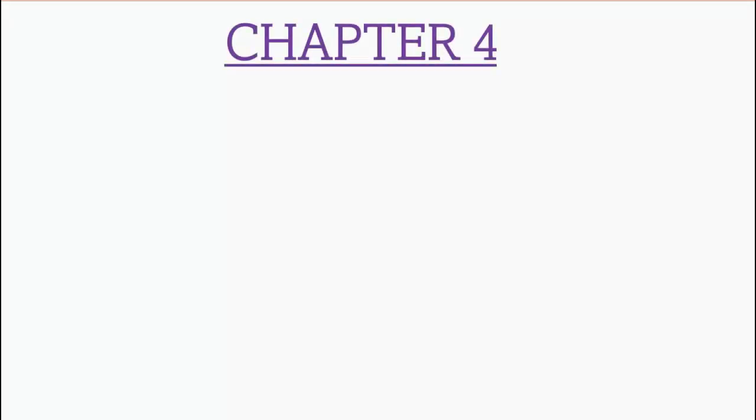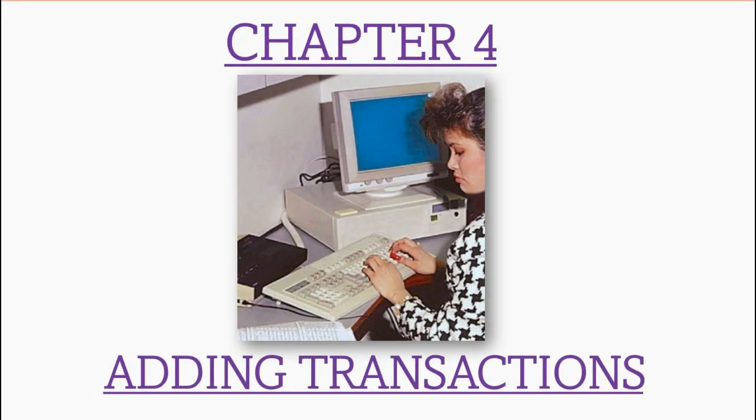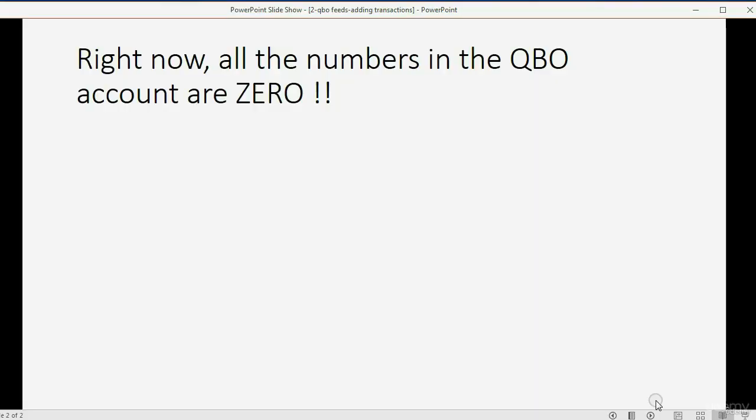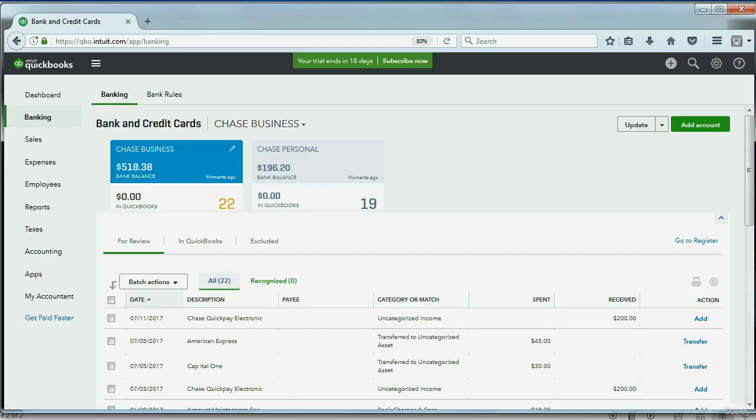Chapter 4. Adding transactions. Right now, all the numbers in the QBO account that I am using are 0. I have not recorded any transactions in the financial records. We've only downloaded a review list from the bank. If we come back here, we can see these are the transactions that we have to review from the Chase business account before we put them into the financial records.